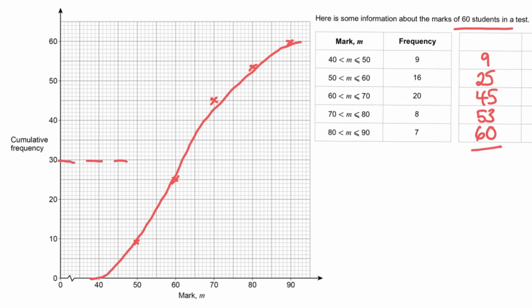So we can draw a line from 30 up to the line, and then we can see what mark that corresponds with. To do the interquartile range, we'll go from 20 and read the mark from our graph, and 40, which is the top half of the interquartile range, and read the mark from our graph.